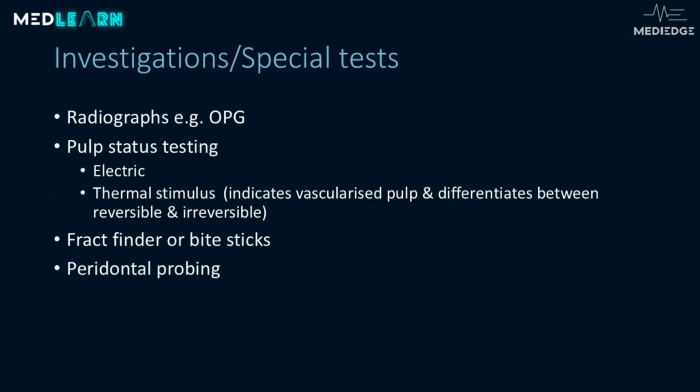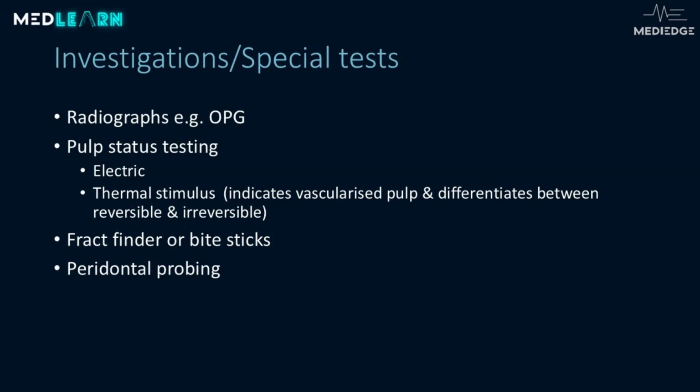Special tests that we can do include radiographs such as bite-wing radiographs, periapical radiographs. Sometimes a CBCT is indicated, and an OPG, if it can be requested and interpreted in a medical setting, can be helpful as well. Pulp status testing usually involves the use of a cold thermal stimulus or an electric pulp testing machine. A frac finder is an instrument that we use to help us detect any fractures of the tooth.